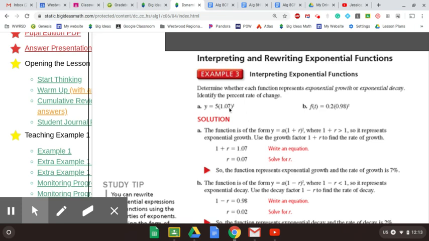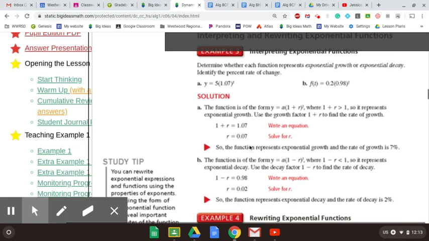So in part A, the first thing that stands out to me is in this parentheses, the number is bigger than 1. So that means I must have added something to 1, and that means that we're using the formula 1 plus R, which represents exponential growth. Now, what is the R that was added to the 1? So if 1 plus R is 0.07, then R must be 0.07, which is 7%.